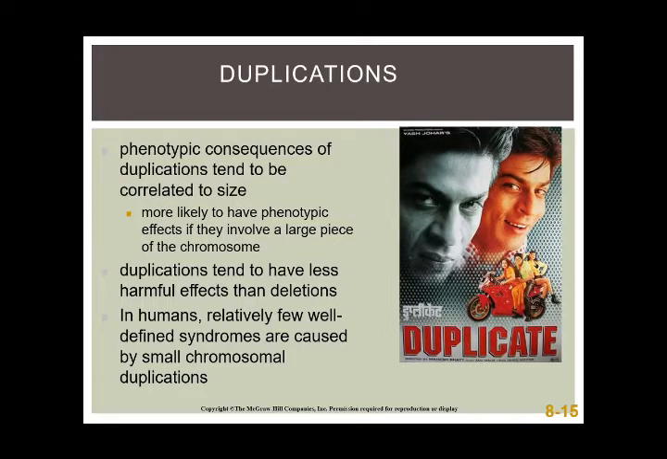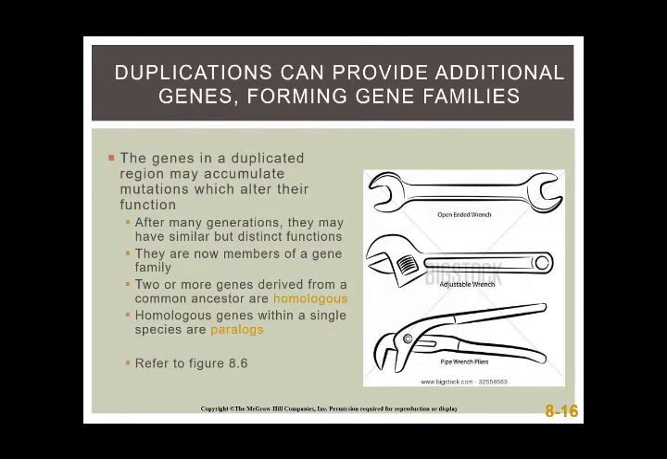So there is more likeliness to have phenotypic effects if there is a large piece of chromosome being duplicated. But usually duplication has less harmful effects compared to deletion. In humans, relatively few well-defined syndromes are caused by small chromosomal duplications. Duplications can provide additional genes forming gene families. The genes in the duplicated region may accumulate mutations which alter their function. After many generations, they may have similar but distinct functions. They are now members of the gene family.